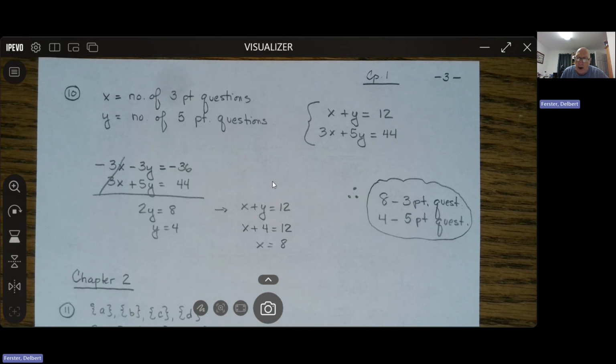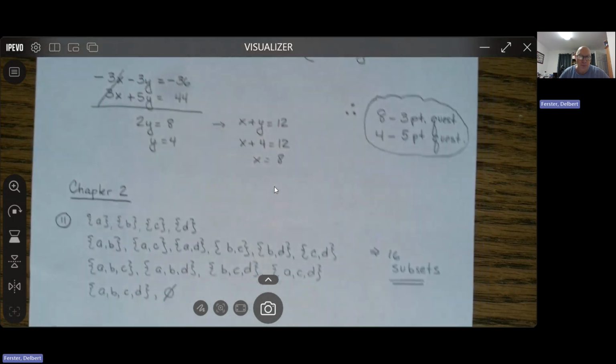Y is 4, halfway home. Use your 4. I use the first equation that says x plus y is 12. We now know y to be 4. So if I put 4 in there, I'll realize that x is 8. And therefore, I would have answered 8 3-point questions correctly and 4 5-point questions. Moving into chapter 2.